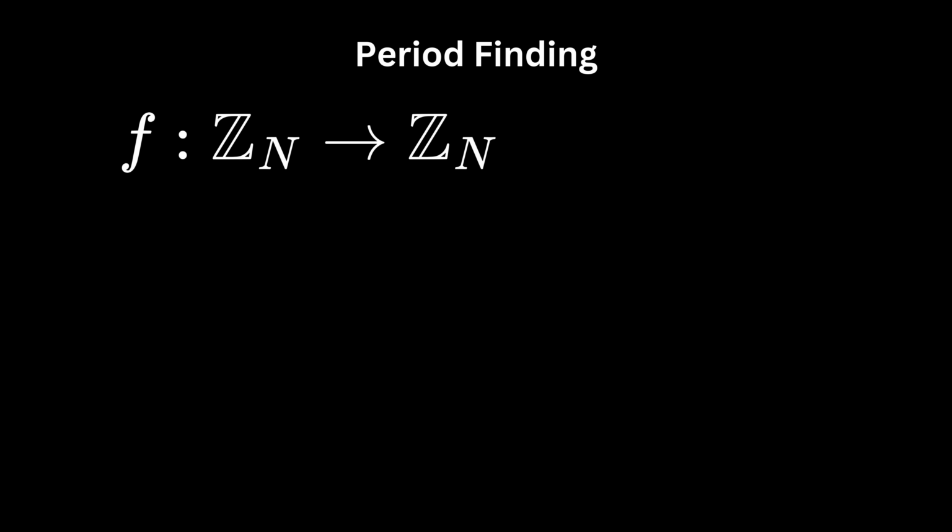But what is period finding? Consider function f from Zn to Zn that is periodic with period r. This means that the image of f at x and x plus r is the same. The goal is to find the minimum non-zero r, which is a period that satisfies this property.